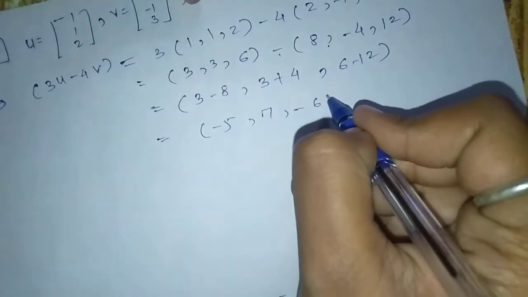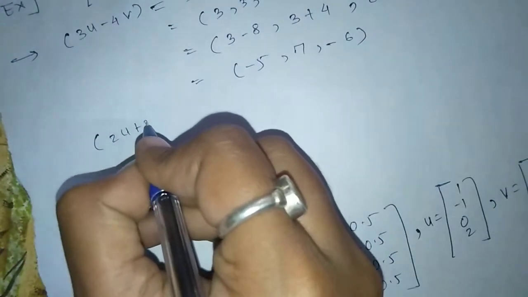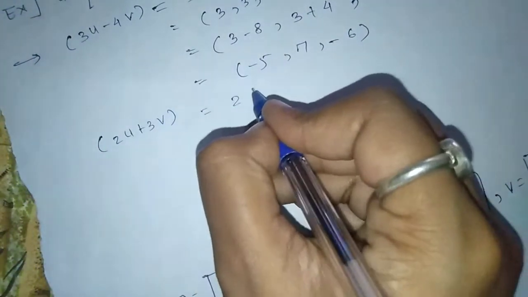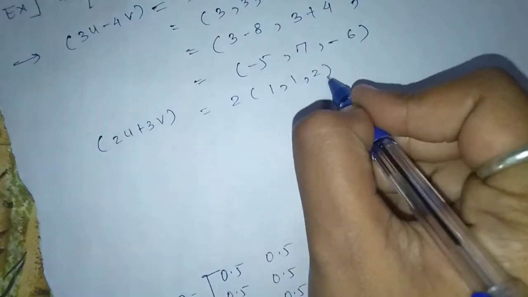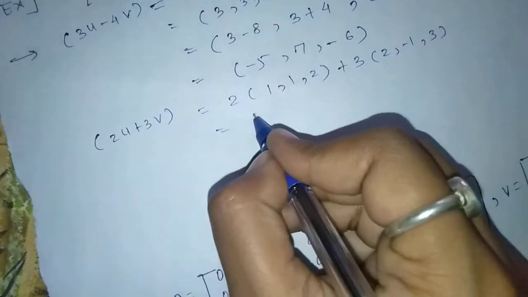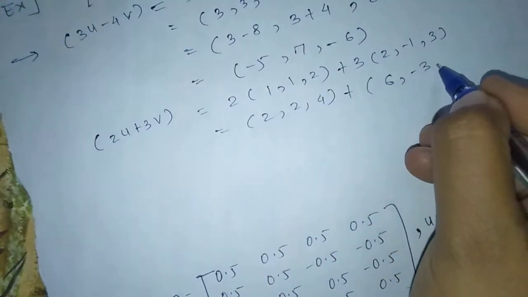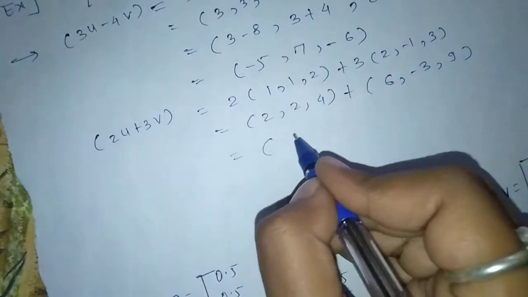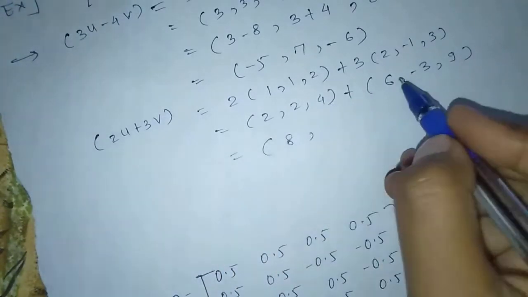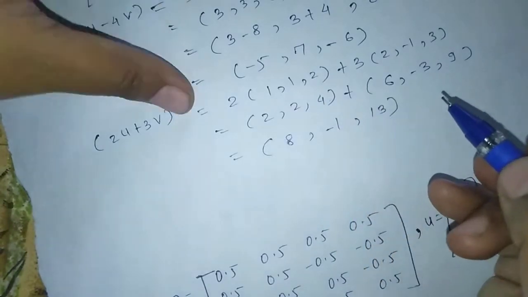Next, calculate 2u plus 3v, which is 2 into (1, 1, 2) plus 3 into (2, -1, 3), equal to (2, 2, 4) plus (6, -3, 9), which is (2+6, 2-3, 4+9), equal to (8, -1, 13).